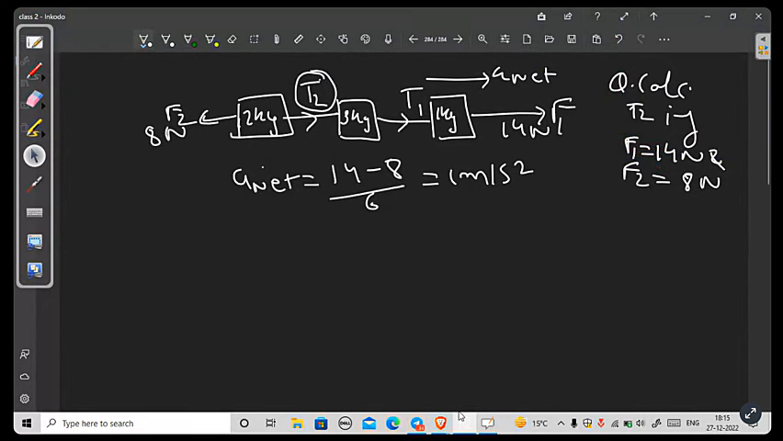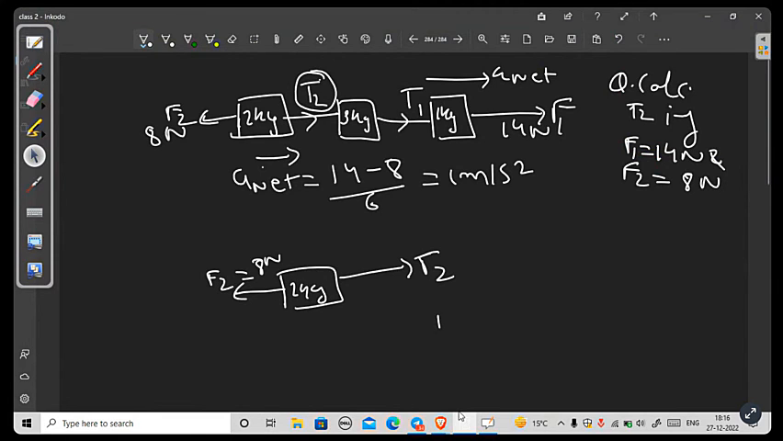Sorry, not in the 1 kg block. Tension in the 2 kg block is the only force which is responsible for its motion towards the right side. Okay, so if I draw the FBD of the 2 kg block, I can simply write that the tension will be pulling it towards the right side, and there is an external force F2 which is trying to pull it towards the left side, and we all know that F2 is equal to 8 Newton.